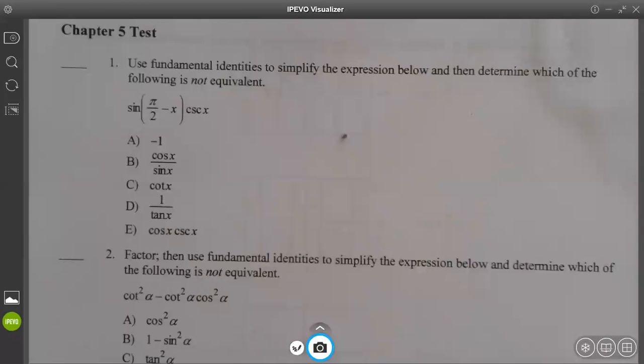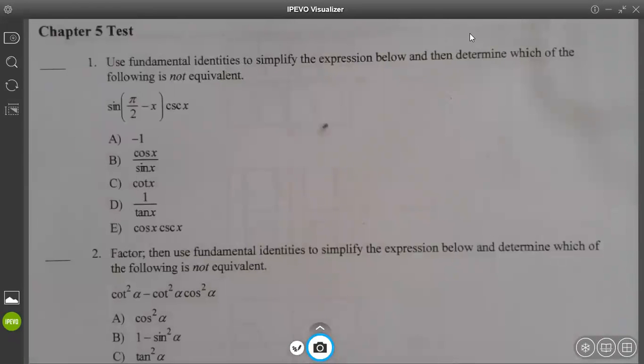All right. Use fundamental identities to simplify the expression below and then determine which following is not equivalent. Guys, you can also do these in your calculator. What did I tell you about these? Nobody should have missed number one.